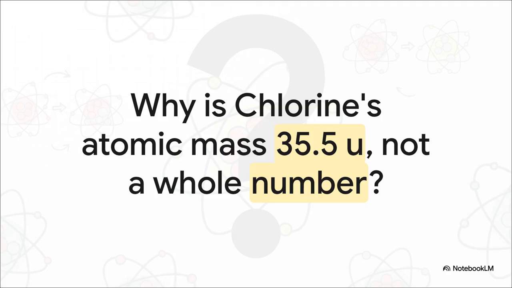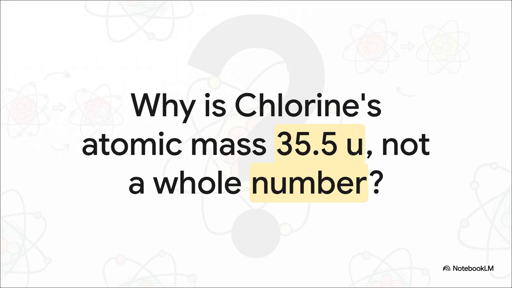Now, this brings us to a very common question that students often ask. If you go and look at the periodic table, you'll see that the atomic mass of chlorine is listed as 35.5. It's a decimal number. But how can that be? The mass number is the sum of whole protons and whole neutrons, right? So how do we get a decimal?